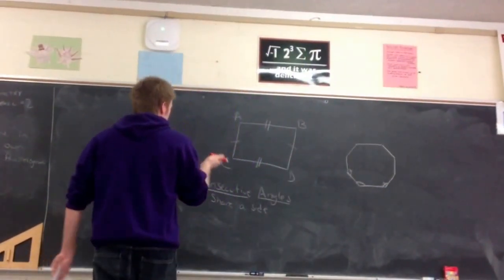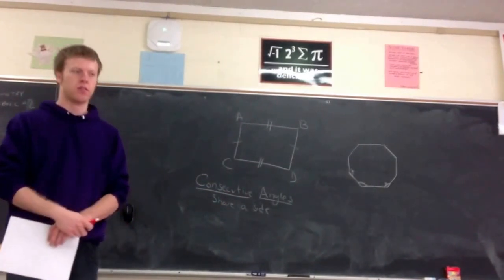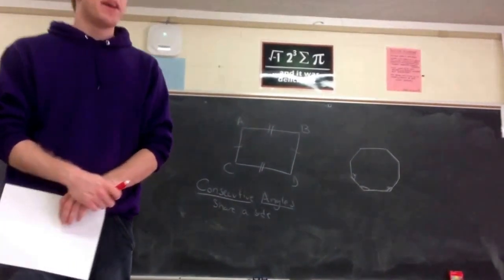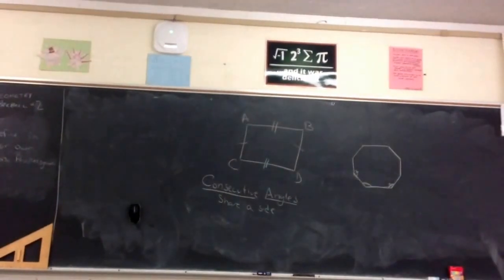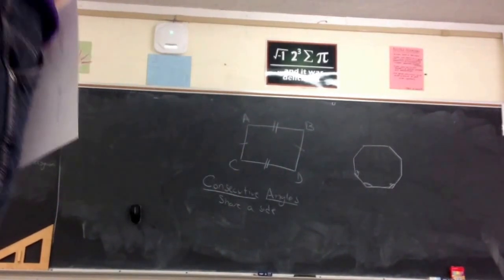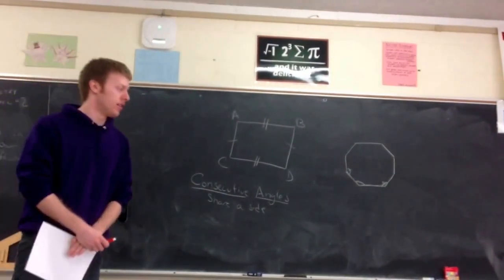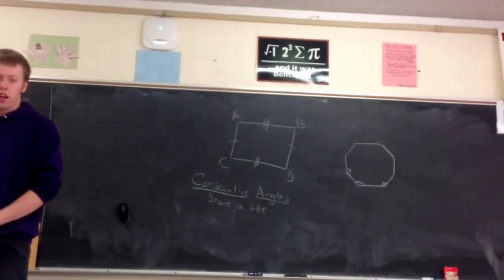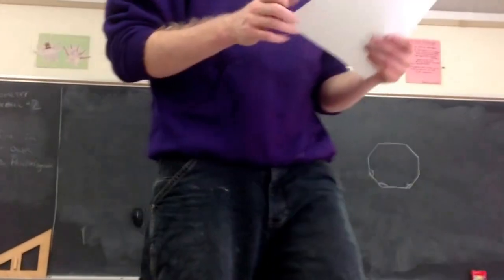So think about this one. Consecutive angles are supplementary. What would that make opposite angles? If consecutive angles in a parallelogram are supplementary, then what does that make opposite angles? Opposite angles in a parallelogram are congruent.